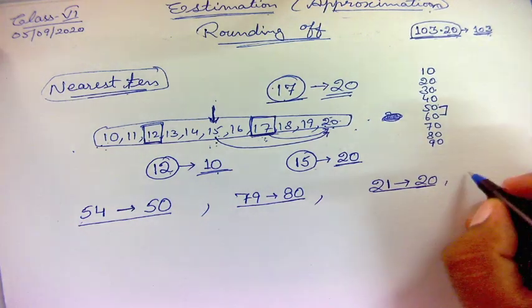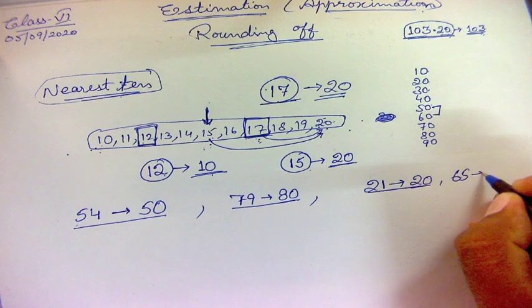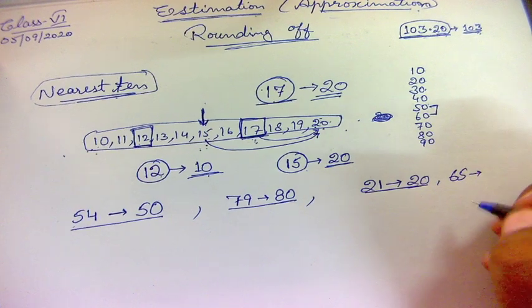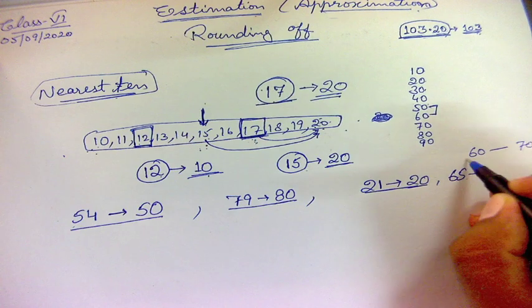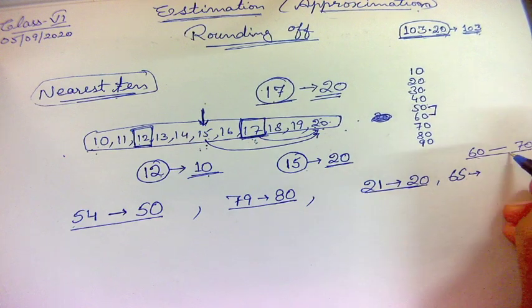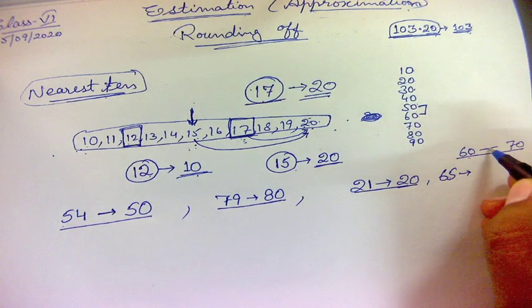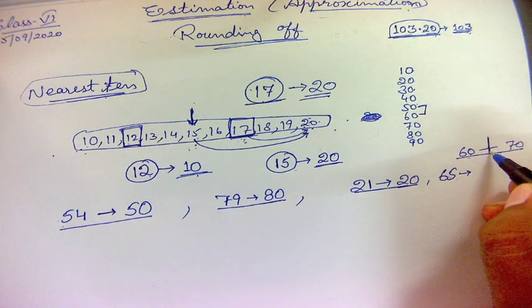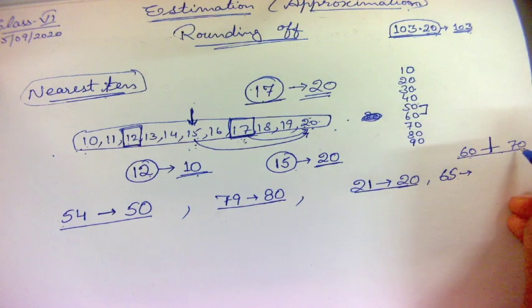If you are asked, say, 65, now what about 65? 65 lies between 60 and 70. 65 किसके बीच में आता है, 60 और 70 के बीच में आता है, and it is the midpoint. 65 तो इन दोनों के बीच में आता है, ना इधर ना इधर, किसी के नजदीक में नहीं है, दोनों से बराबर डिस्टेंस पे आता है.